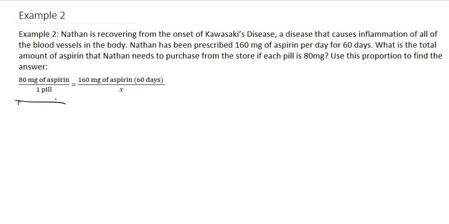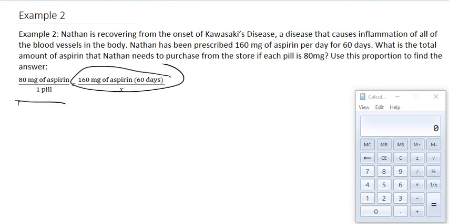Cross multiply, we notice that we can do this multiplication at the top of this fraction first, so we have just one number. So 160 times 60 can be done on the calculator. So 160 times 60 is equal to 9,600. So now we can write that one number on the very top.